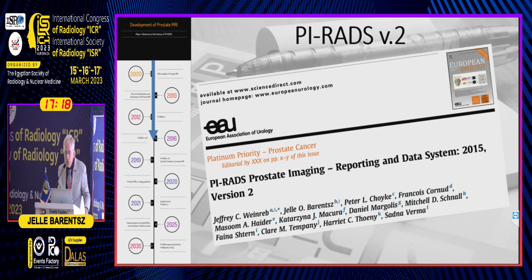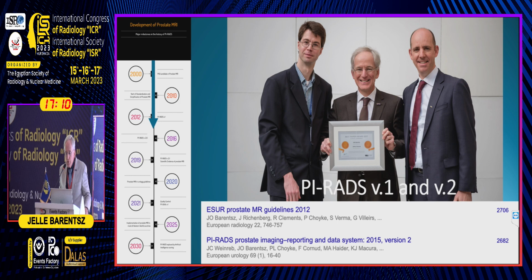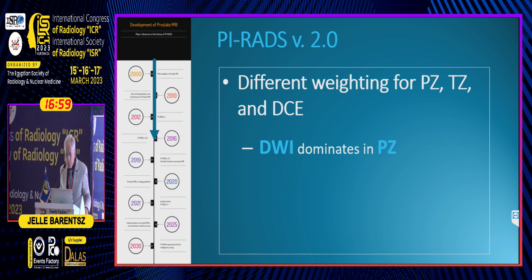This led to an international version 2 published in European Urology in 2015. This was a very highly cited paper and awarded, so a lot of urologists were looking at PI-RADS version 2 and now use it into the guidelines. With PI-RADS version 2, there was a different weighting for the peripheral and the transition zone. In the peripheral zone, diffusion dominates, and in the transition zone, T2 dominates. I will show more on this in my workshop tomorrow in Hall C at 9:30.